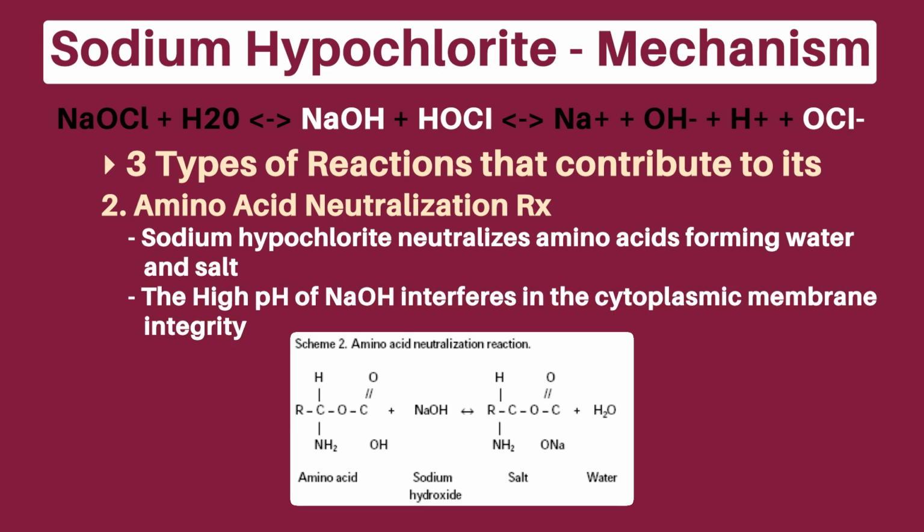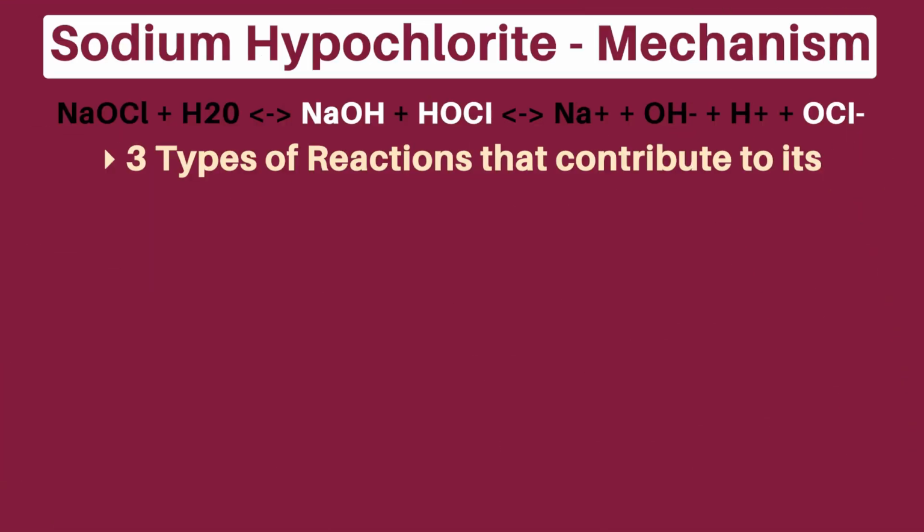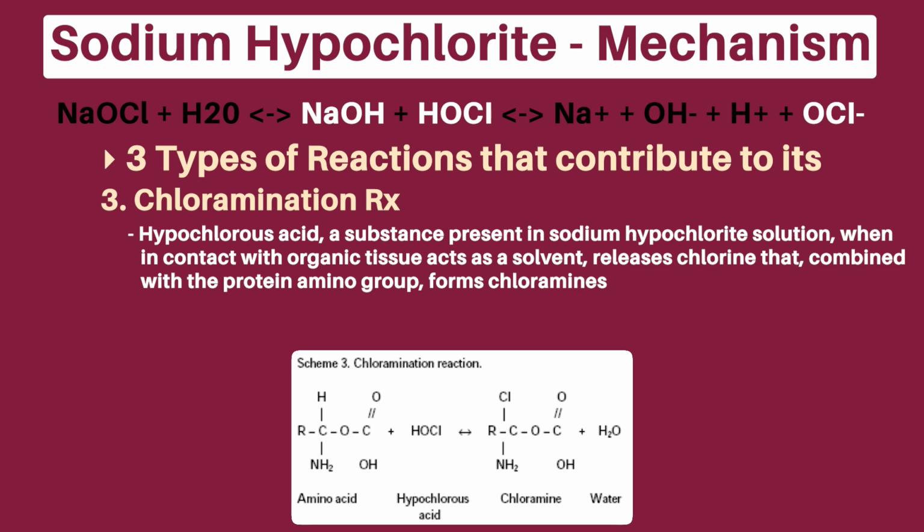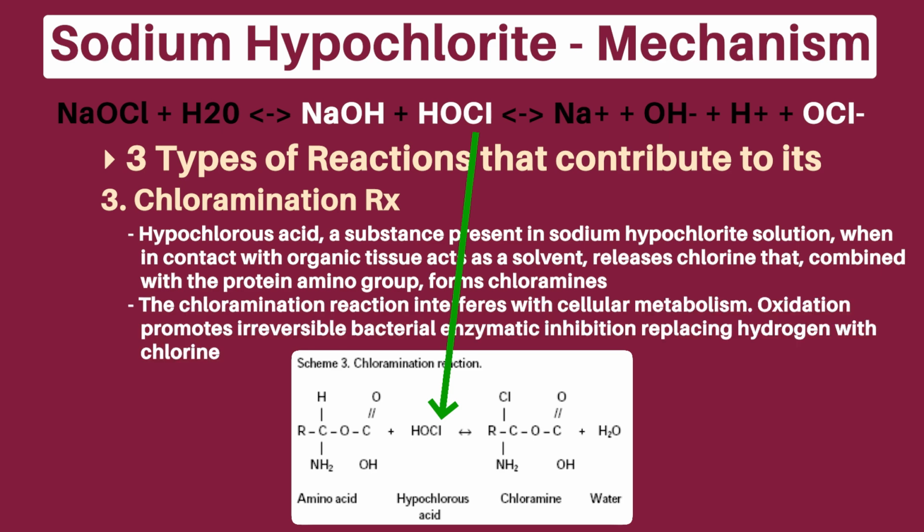The high pH of the sodium hydroxide interferes with the cytoplasmic membrane integrity. The third reaction is the chloramination reaction. Hypochlorous acid, a substance present in sodium hypochlorite solution, when in contact with organic tissue, acts as a solvent, releases chlorine that combines with the protein amino acid group and creates chloramines. So there's our hypochlorous acid, which is the key element. The chloramination reaction interferes with cellular metabolism, and oxidation provokes irreversible bacterial enzymatic inhibition, replacing hydrogen with chlorine.